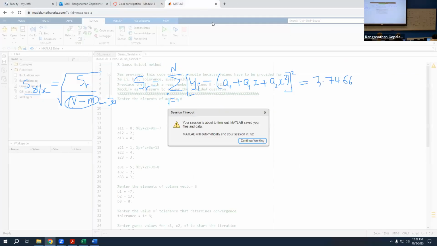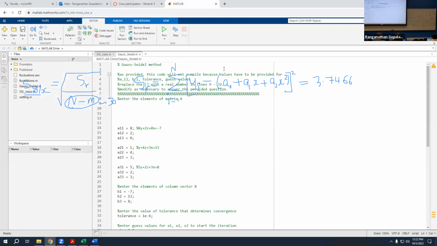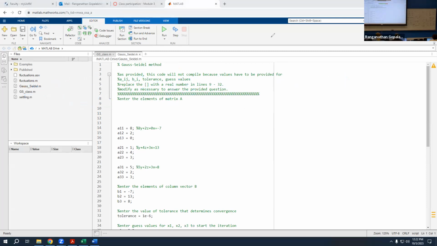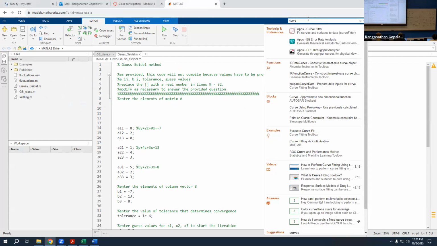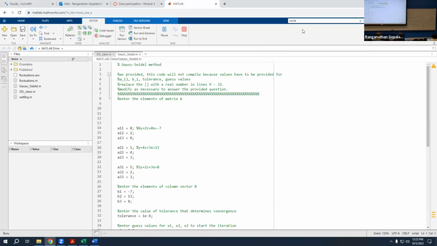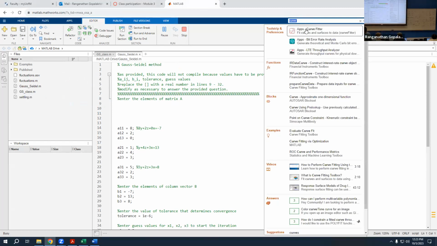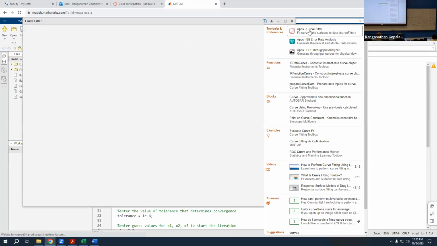And then I want to switch to MATLAB to show you a couple of things, and then we can wrap up curve fitting. Any questions before we go forward? So in MATLAB, please go to the documentation or the help bar here and type curve fitting app. It'll show up this app called Curve Fitter. Click that and wait till you get this window.